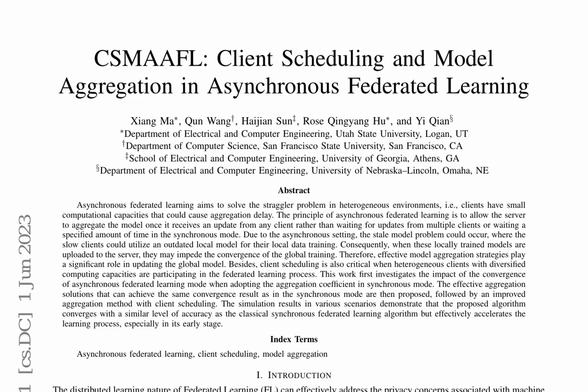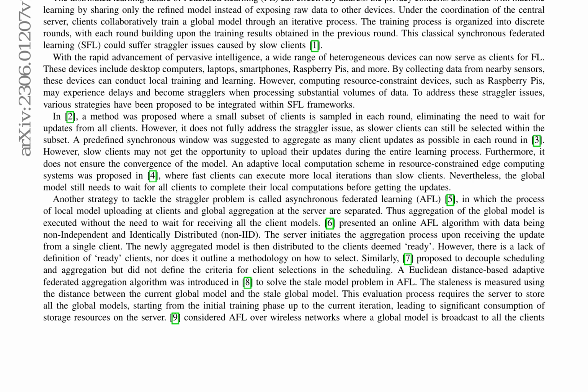The research paper discusses the concept of asynchronous federated learning, AFL, and its advantages over classical synchronous federated learning, SFL. AFL allows the server to aggregate the model once it receives an update from any client, eliminating the need to wait for updates from multiple clients or a specified amount of time. This approach addresses the straggler problem in heterogeneous environments where clients have small computational capacities.